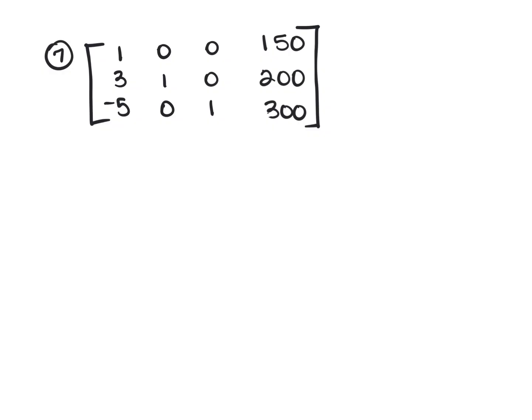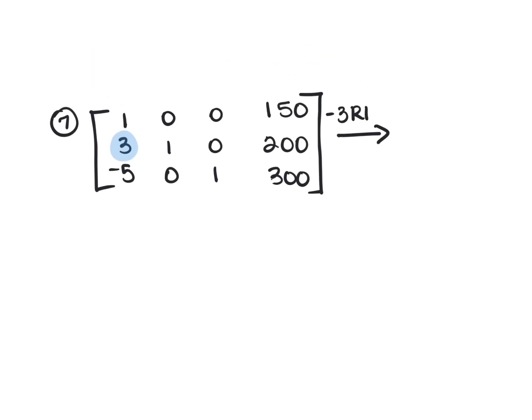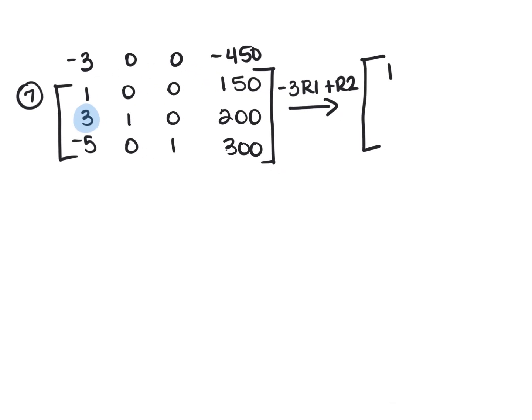For this next one, we have a 1 in the first spot that we need it in, so we are going to change this into a 0. In order to do that, we are going to take negative 3 times row 1, which I'm going to write above it. So I'm going to have negative 3 times 1 is negative 3. Negative 3 times 0 is 0. And negative 3 times 150 is negative 450. So now we're going to add that to row 2. So it is going to be changing. Row 1 will not be changing. So I rewrite row 1: 1, 0, 0, 150.